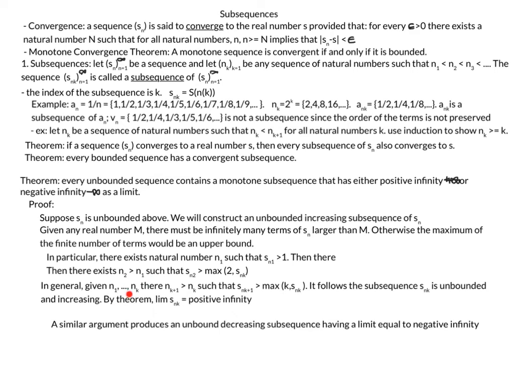In general, given n1 through nk, all the indices for our subsequence, we choose n_(k+1) greater than n_k, and we'll set S_n(k+1) equal to the max of k and S_nk. So it follows that S_nk is unbounded and increasing, and by the limit theorem, the limit of S_nk equals positive infinity. We can deploy a similar argument to produce an unbounded decreasing subsequence having a limit equal to negative infinity.